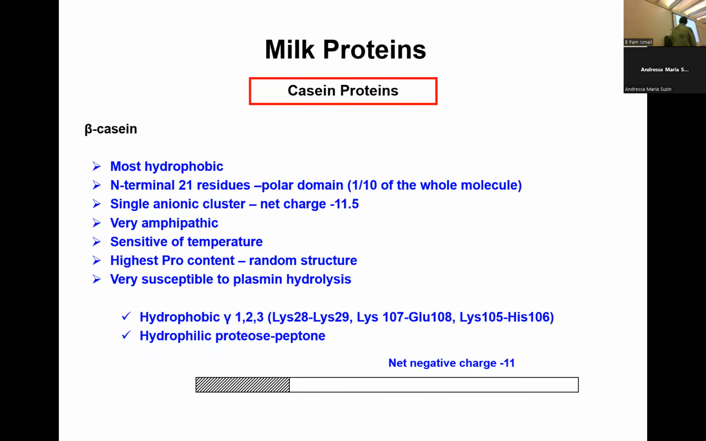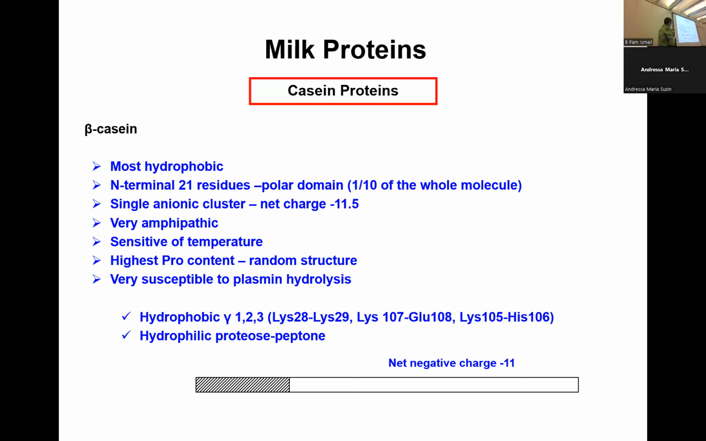So the beta casein is the most hydrophobic. If you look at the region, the carboxyl end, it is almost 2/3 of the entire molecule. And it has less charge than the others, so it's mostly hydrophobic. But you can see, 2/3 is hydrophobic and this one is hydrophilic. So it's very, very amphipathic. That means we have really condensed clusters of hydrophobic residues.